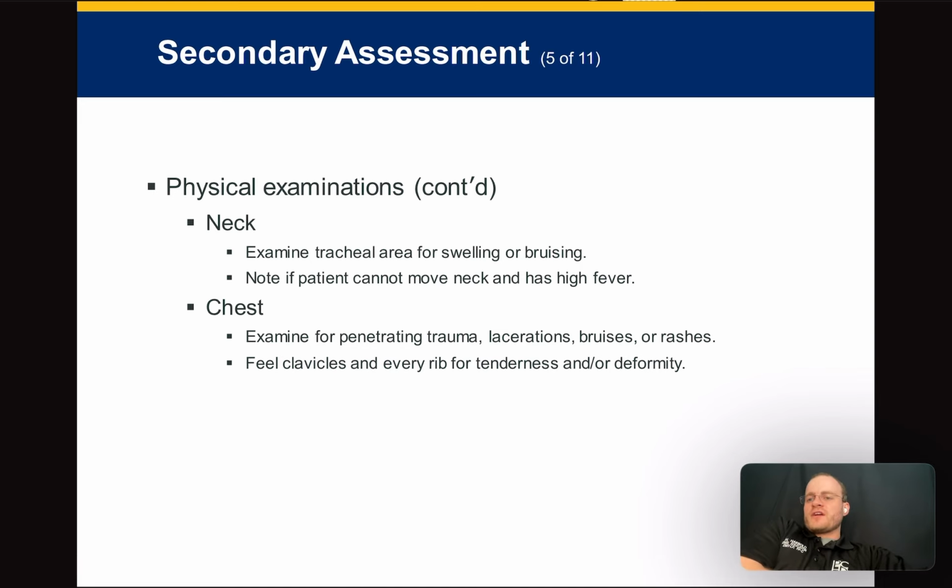Examine the tracheal area for swelling and bruising, right? Note if the patient cannot move his or her neck or has a high fever. If the patient is not wanting to move their neck, with fever especially, you would be thinking, oh, this is meningitis, you better put a mask on, because meningitis is contagious. Just be aware of that. We call that nuchal rigidity, when they don't want to move their neck because it hurts. So the chest, you'll examine for penetrating trauma, lacerations, bruises, or rashes.